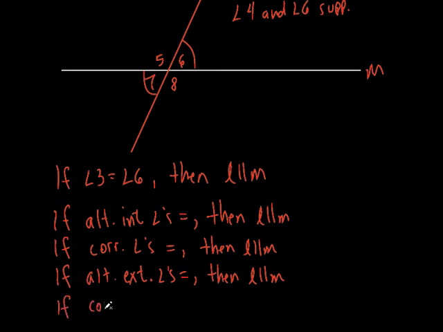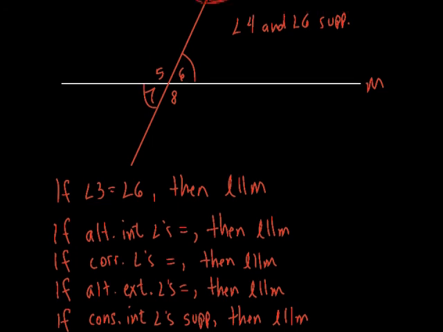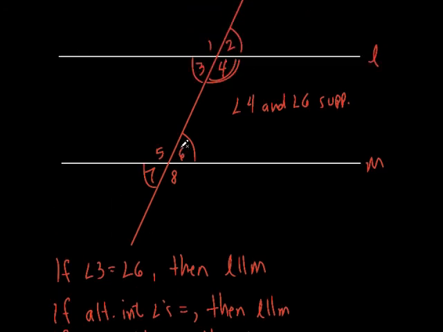If the consecutive interior angles are equal, then, I'm sorry, I lied. I didn't really lie, I just messed up. Not equal. If the consecutive interior angles are what? Supplementary, right? Okay, if they're supplementary, then the two lines are parallel. You see that? So if I know that 4 and 6 are supplementary, what can I say about these two lines? I can say that they're parallel to each other.